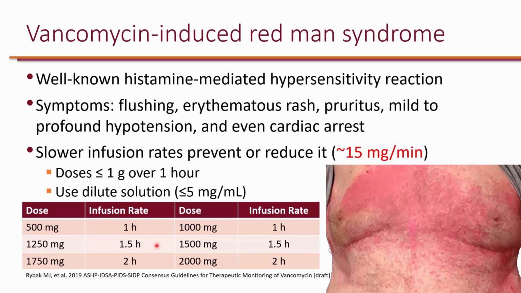The same with 1500 milligram. So again, 1250 over 1.5 hours translates into 13.8 milligram per minute. And 1500 milligram over 1.5 hours is about 16.6 milligram per minute. 1750 milligram is recommended to be infused over 2 hours, which is about 14.6 milligram per minute. And 2 grams are recommended to be infused over 2 hours, which is about 16.6 milligram per minute.